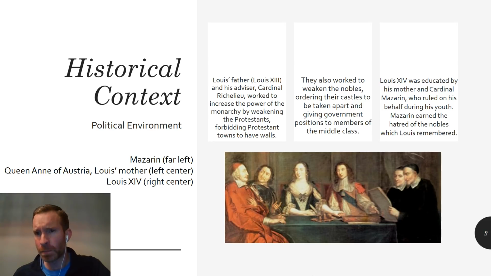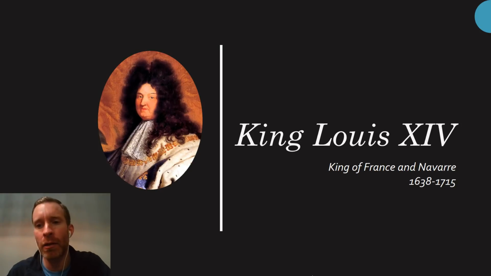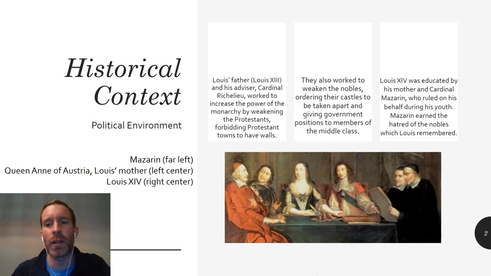So Louis XIV is going to be educated by his mother and another cardinal, and this cardinal is called Cardinal Mazarin, who rules on his behalf during his youth. I believe Louis becomes king at like 4 years old, which, if I were to go back, you see 1638 to 1715. That explains why he ruled for so long, because he started out so young. Mazarin's going to do some things, just to simplify, that are going to earn him the hatred of the nobility. He's going to continue to chip away at their power, and Louis remembers that harsh relationship that's being shared between the crown and the nobility.